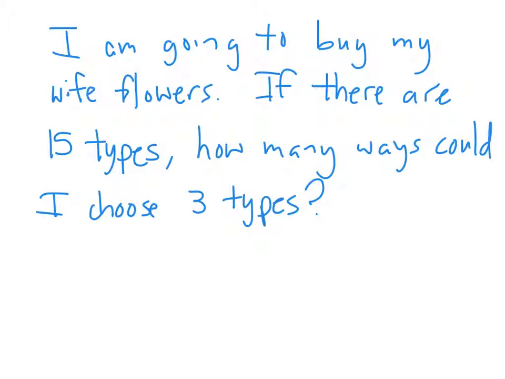Now I'm going to go buy my wife flowers on the way home. There are 15 different types of flowers at this flower store. And I know that my wife always likes 3 types in the bouquet that I get for her. So how many different ways can I choose 3 types? Pause the video and try to do this calculation. So this is a combination because I want to put these flowers into a group. It doesn't matter what order the flowers are in that group. So I'm doing 15C3, and in our calculator that's 2,730.